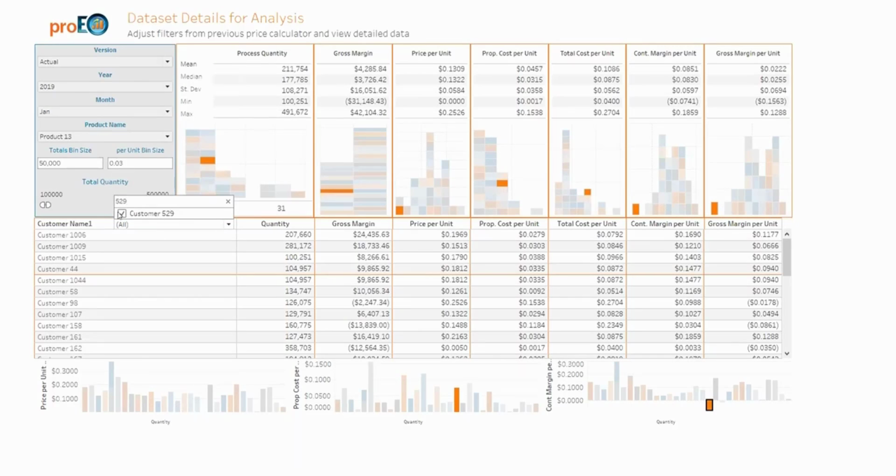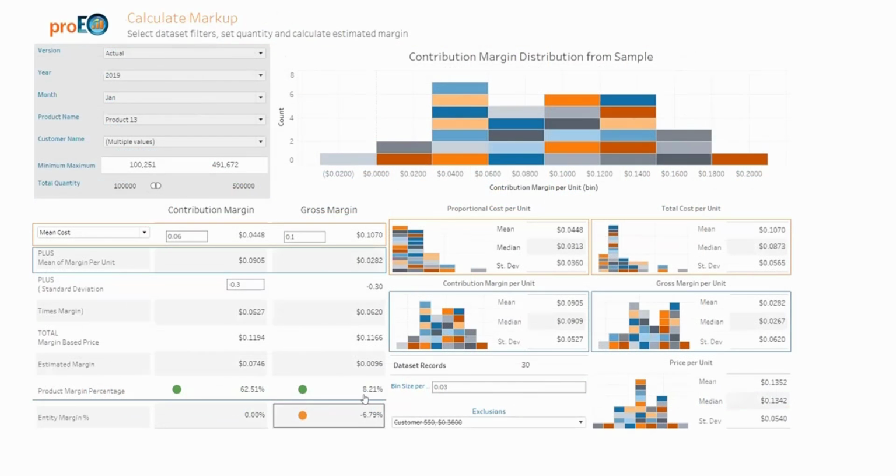We remove this customer to further refine our data set, and going back to the calculator, we see a negative 6.7% gross margin compared to the 13.7% before. We're doing better, but not great. However, this is still at our new price of 11 cents per unit.